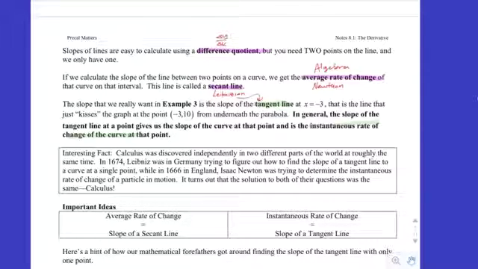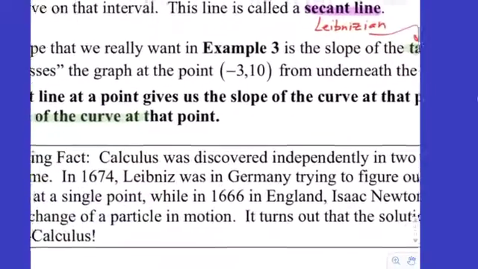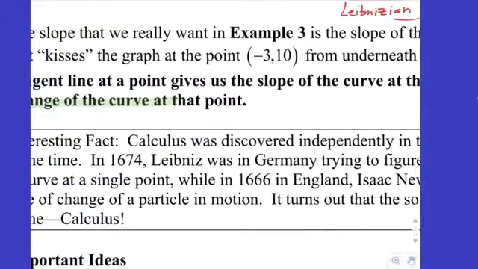So, interesting fact, if you want to read this, I'll read it with you. Calculus was discovered independently by two different dudes in two different parts of the world at roughly the same time. 1674, Leibniz was in Germany trying to find the slope of the tangent line, while in 1666, just a smidgen earlier, 8 years earlier, Isaac Newton was in England trying to determine the instantaneous rate of change of the planets. But it turns out that the solution to both of their questions was differential calculus, to be specific.